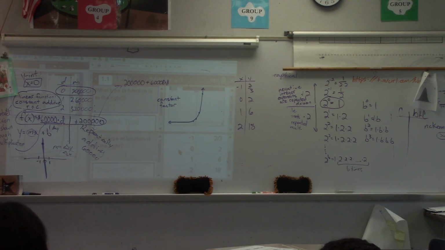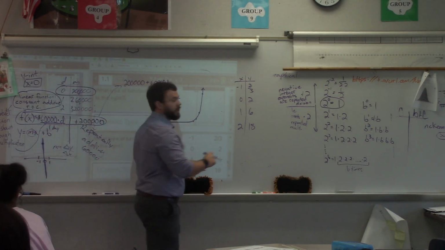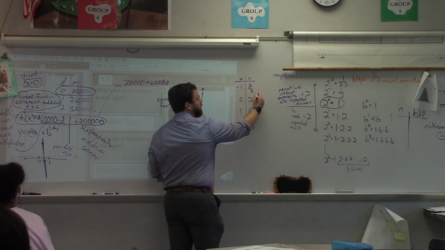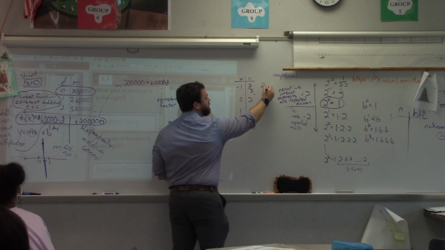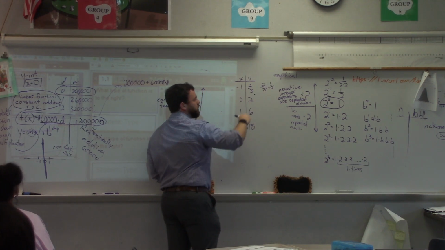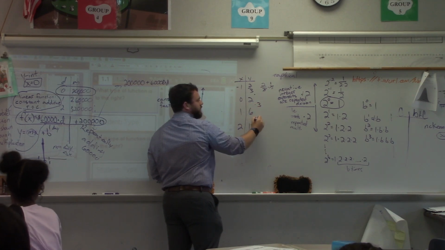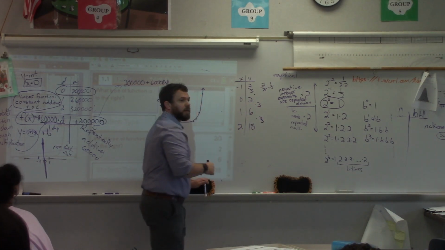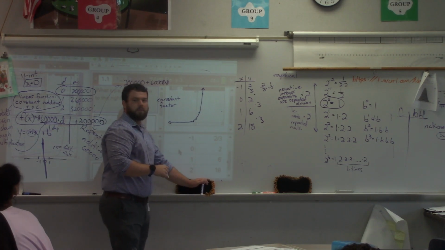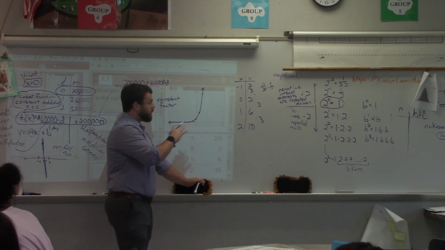Any ideas what I'm multiplying by in that table? The exponential, the multiplication one. Say again? 3. So if I take 2 divided by 3 and I multiply by 3, what's 3 divided by 3? 1. So I'm left with what? What's 2 times 3? 6 times 3. So what's my constant factor? 3.